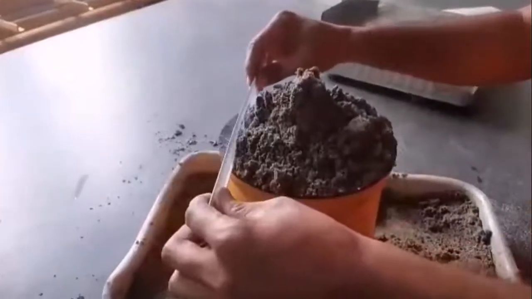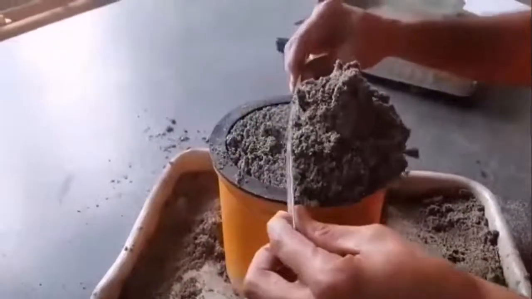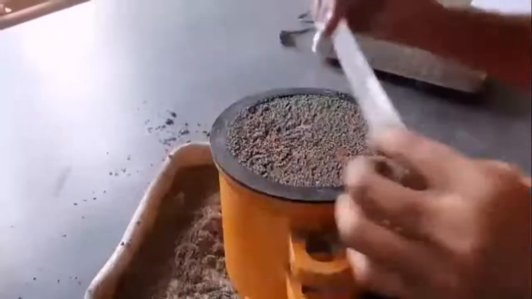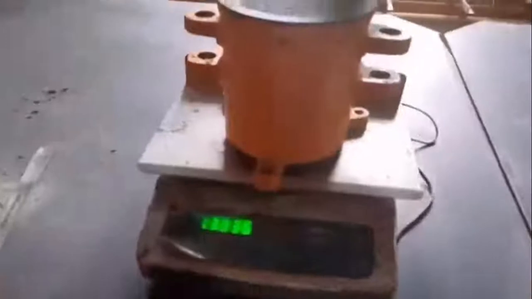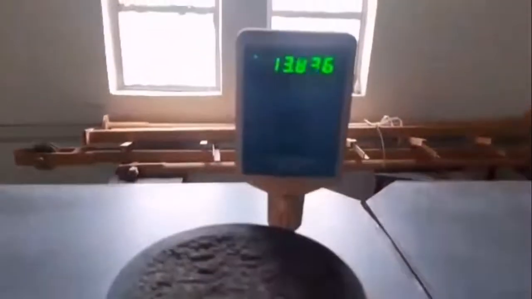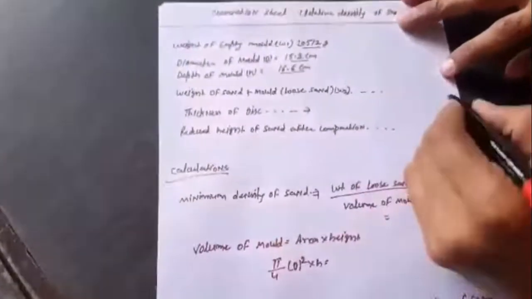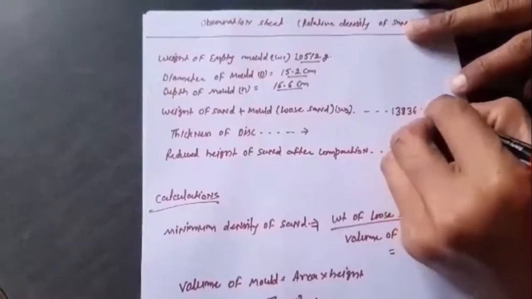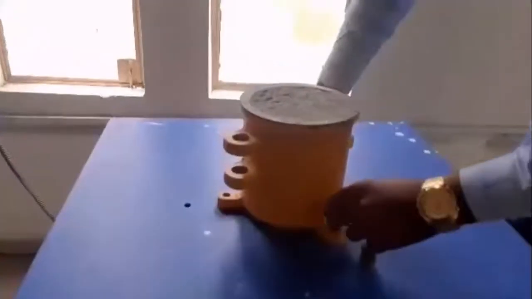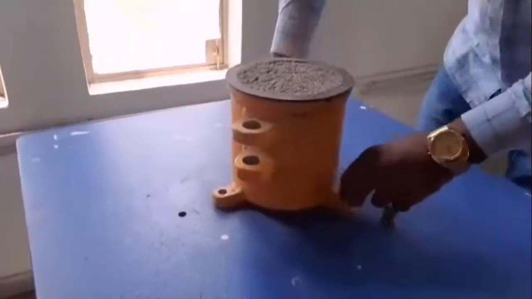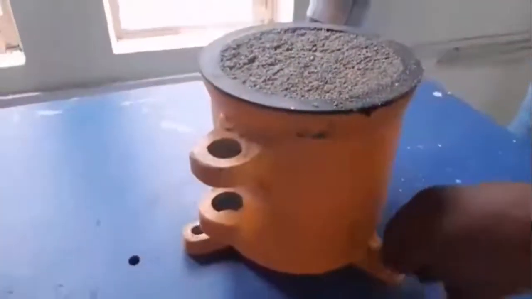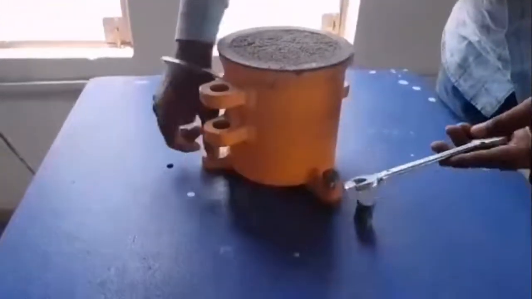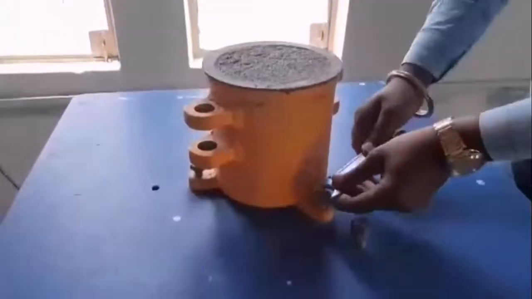Now fill the cylinder by using the soil sample whose density we have to find out, and level it and remove the extra soil by using a leveler or any scale, and weigh again and note down that weight, which comes out to be 13,836 gram and it is W2. Now bring that mould and place it over the vibrating table and tighten the mould by using the screws. Make sure it is tight enough, so while vibrating, it should not be moved.